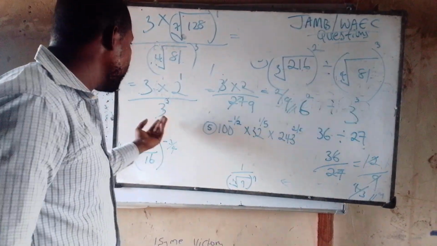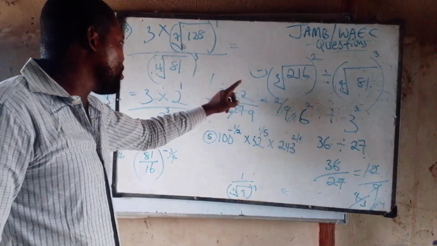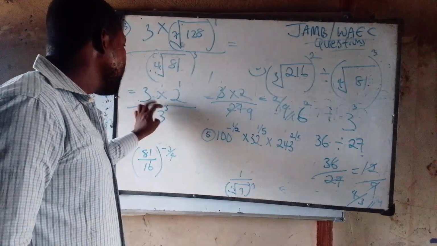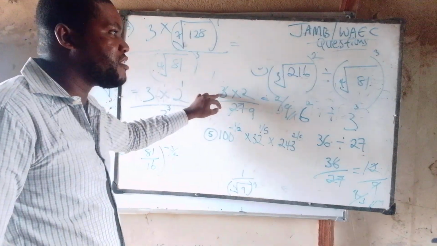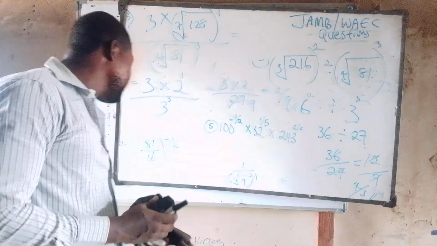2 over 9. Because 3 times 2 here, 3 will drop down. 3 to the power of 1 is 3, so 2 over 3 to the power of 3 is what? 27. Therefore, 3 will cancel here 1. 3 will go here 9 times. So I will now be having 2 over 9 left.